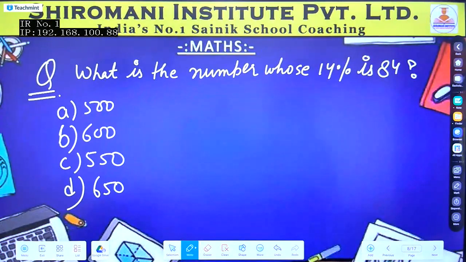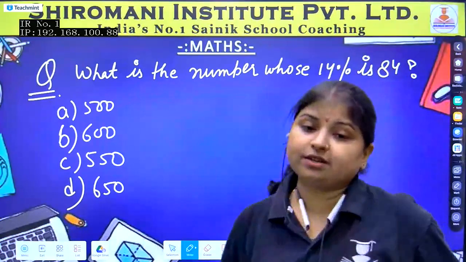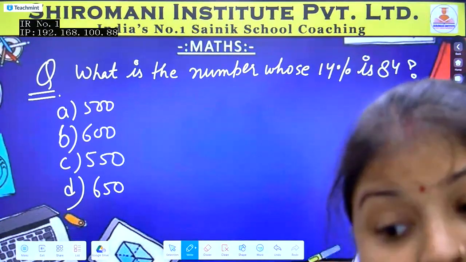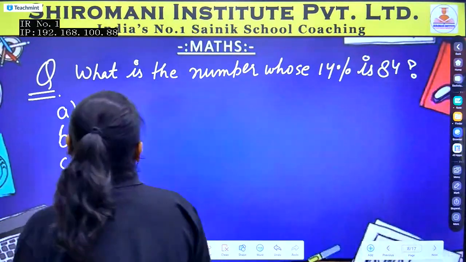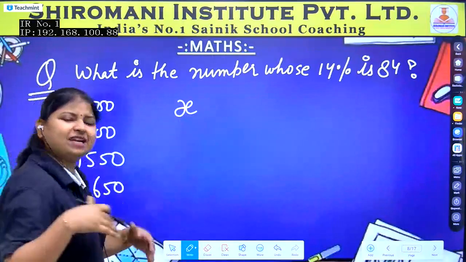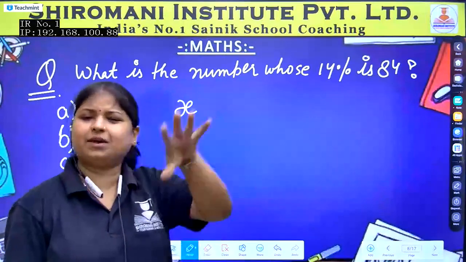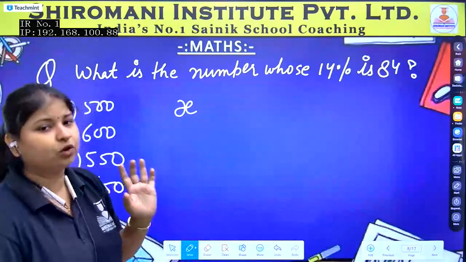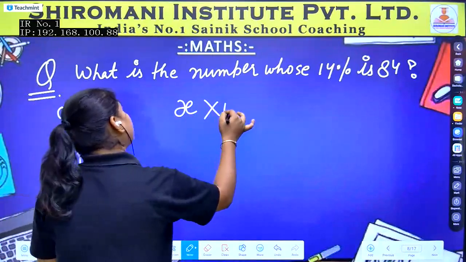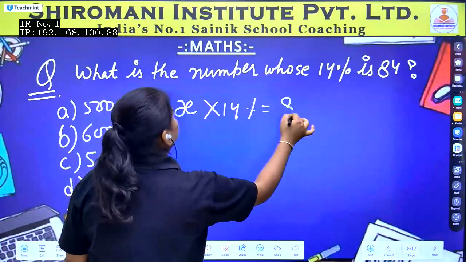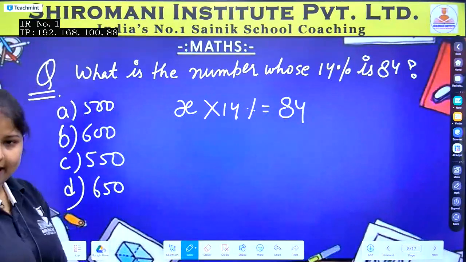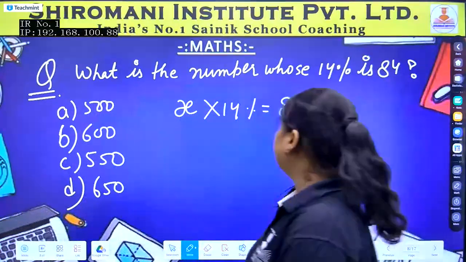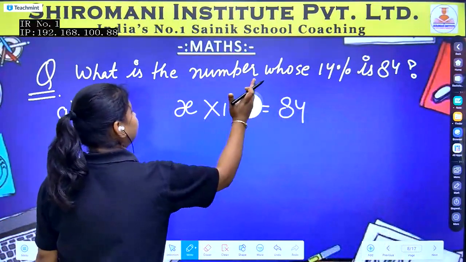Okay, let's see. The question is, what is the number whose 14% is 84? That means I don't know the number. Let me assume the number is X. You can assume it as A, B, C, D, whatever you want. X ka 14% is equal to 84. 14% means what, beta?